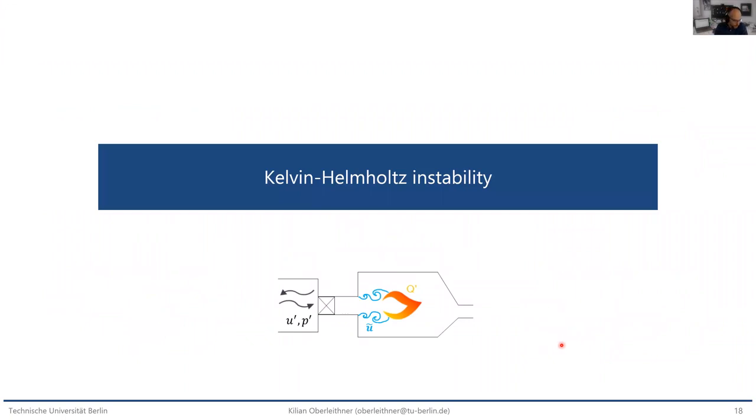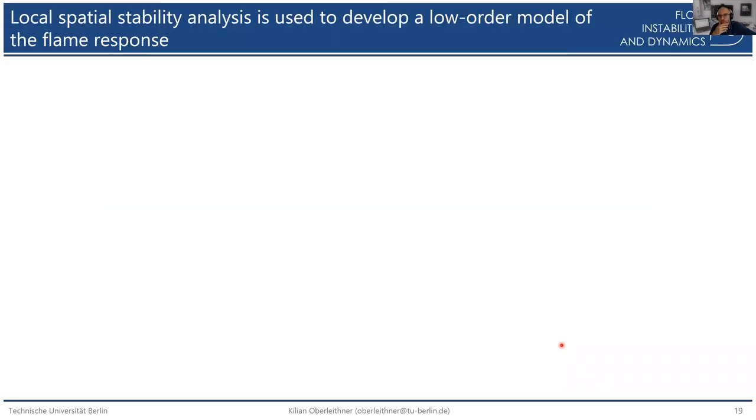Okay, so this was the introductory block, and now we come to some results. We will first start with the Kelvin-Helmholtz type instability, and I already briefly tried to explain to you what the basic mechanism is. And now we're trying to model that mechanism. So what we did in the first step was we used local spatial stability analysis and used this to develop a low order model for our flame response.